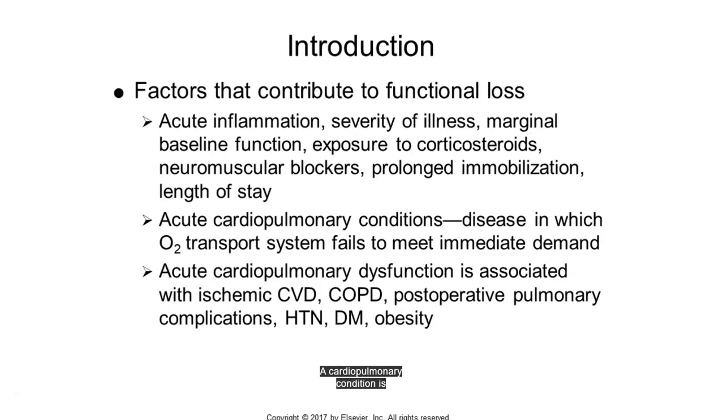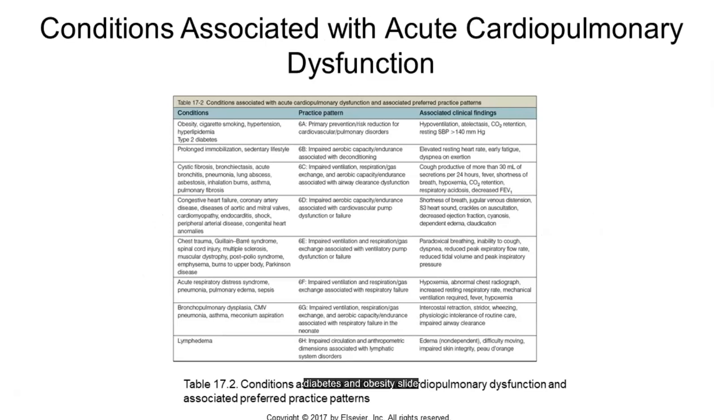A cardiopulmonary condition is defined as any disease in which O2 transport fails to meet the body's demand. This may be due to ischemic cardiovascular disease, COPD, post-op complications, and complications from hypertension, diabetes, and obesity. Slide 4 describes various cardiopulmonary conditions, their areas of impairment, and the associated clinical findings.